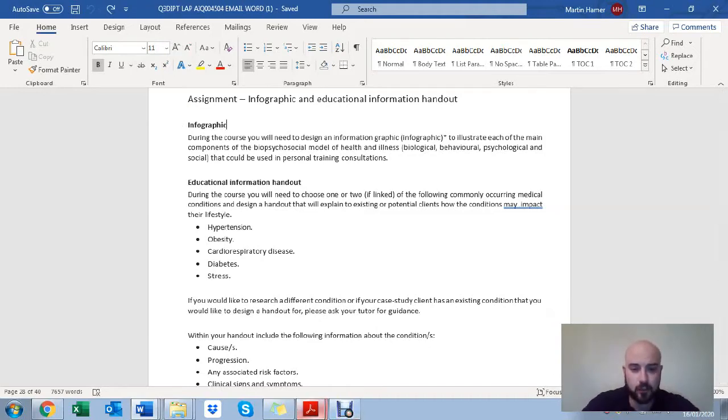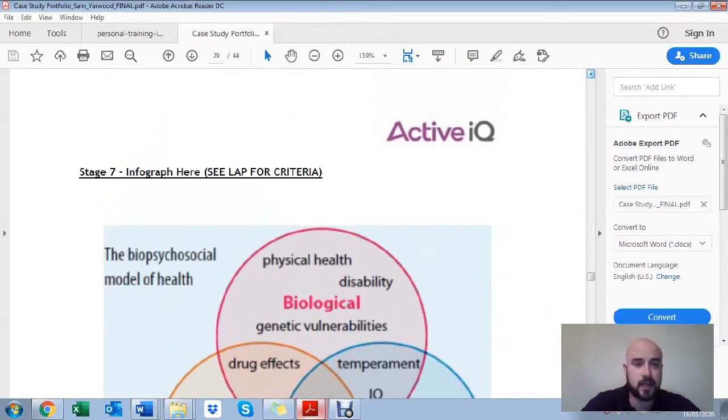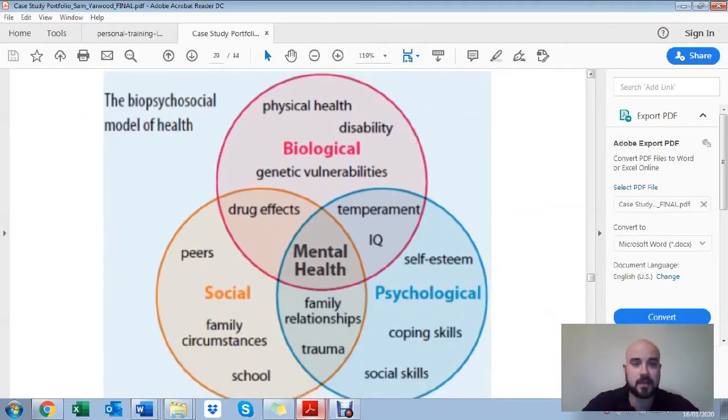As an example, on our case study portfolio, you will see the infographic here. See your LAP for criteria, and there is an example on there. We can see how different inputs such as biological inputs, psychological inputs, and social inputs will have an effect on somebody's overall output of health. You will need to put together a biopsychosocial infographic model of health and put that into your case study there. So that's an example of your infographic.